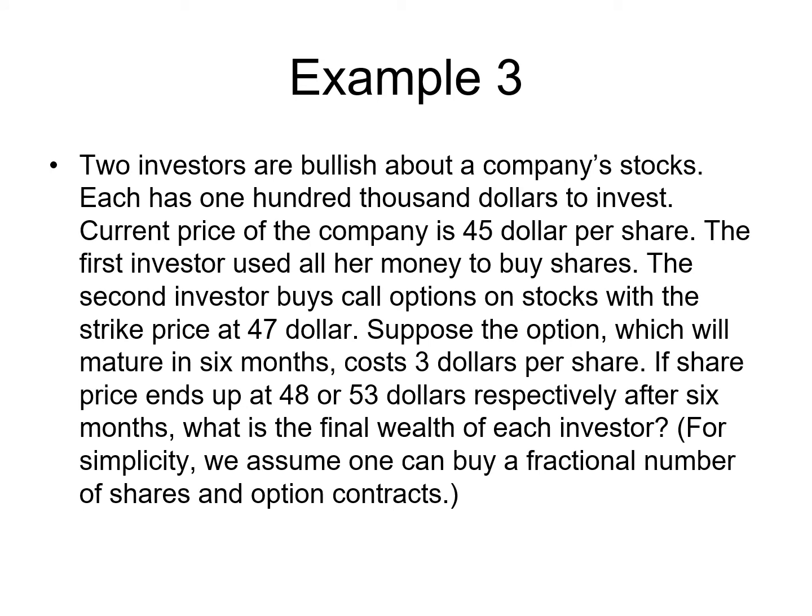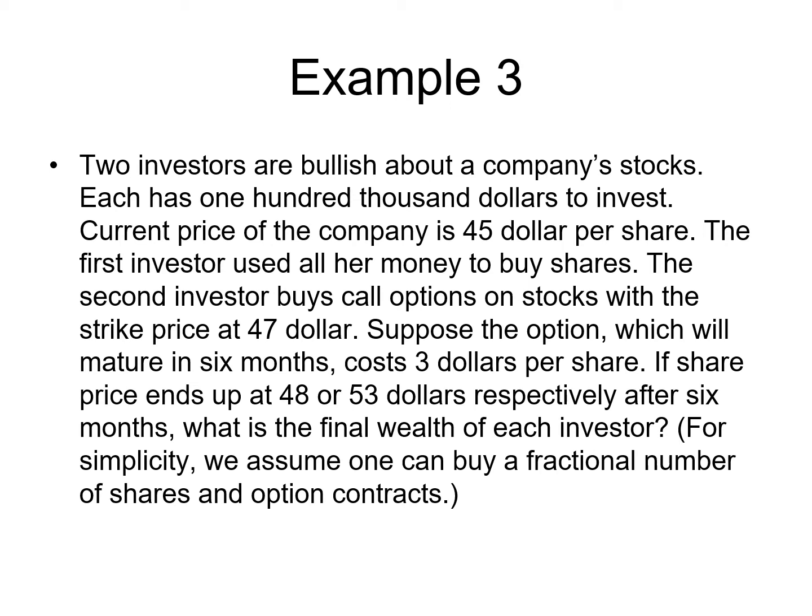Example 2. In this example, we'll look at the final result of two investors who buy stocks and call options on stocks respectively. Suppose two investors are bullish about a company's stock. Each has $100,000 to invest. The current price of the company is $45 per share. The first investor used all her money to buy shares. The second investor buys call options on the stock with a strike price of $47.